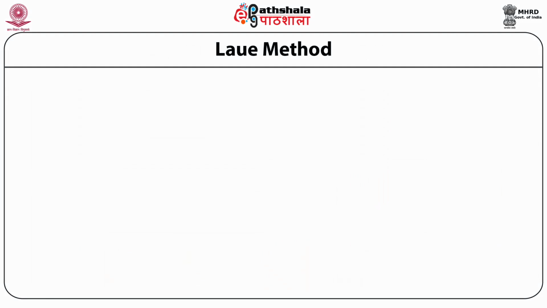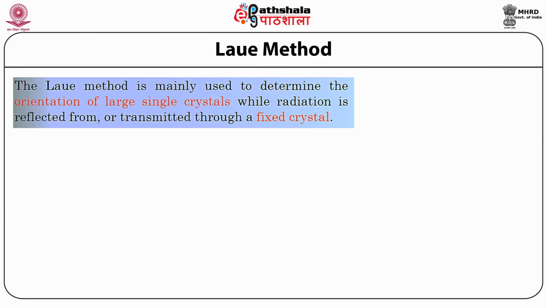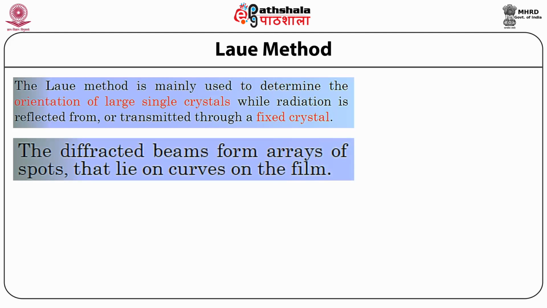Laue method. The Laue method is mainly used to determine the orientation of a single crystal while radiation is reflected or transmitted through a fixed crystal. So we have to take up a crystal which can be thin, because we can do this experiment in reflection geometry as well as in transmitted geometry. I mean, we can study the reflected beam as well as the transmitted beam and see what kind of pattern they form. The diffraction beams form arrays of spots that lie on curves on the film.